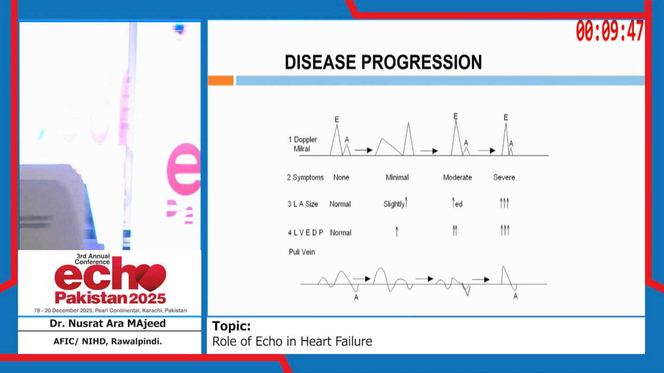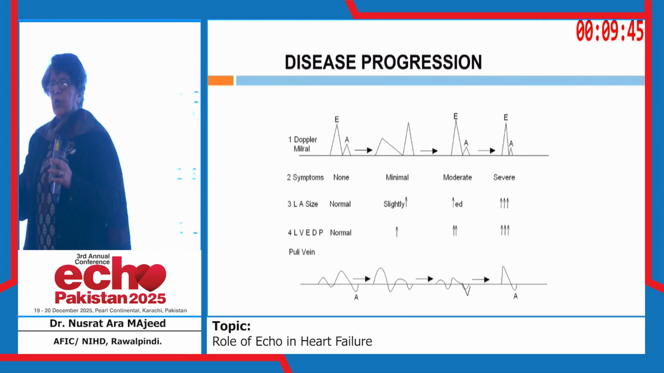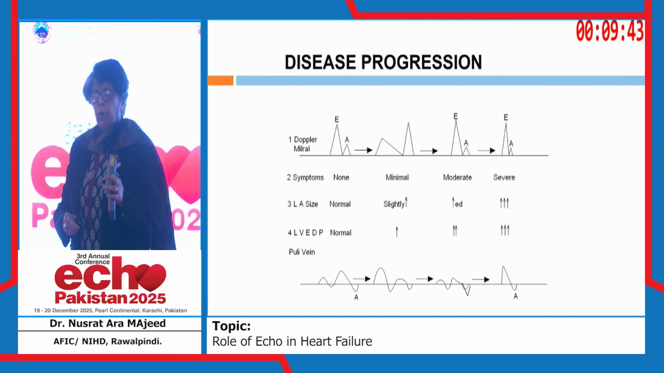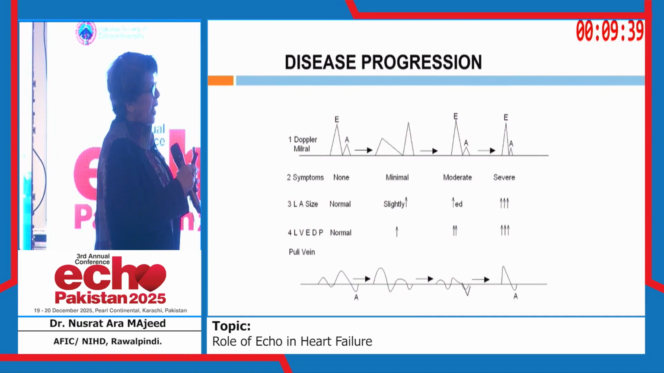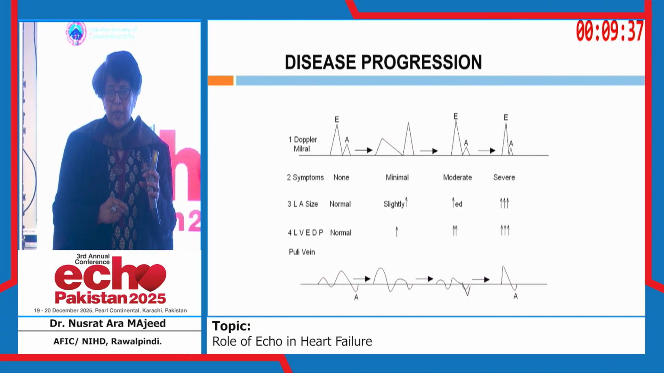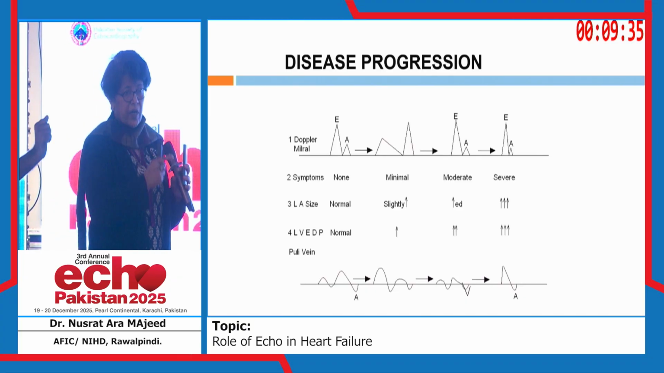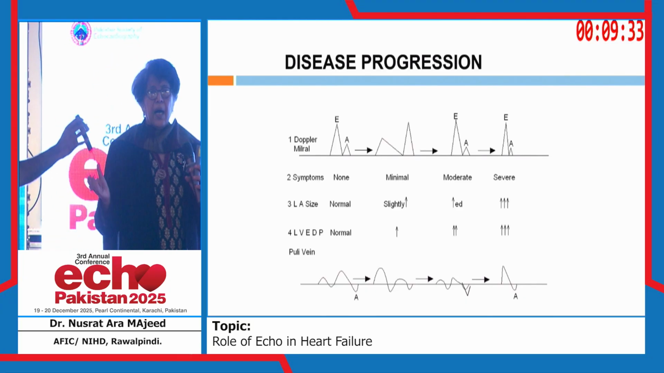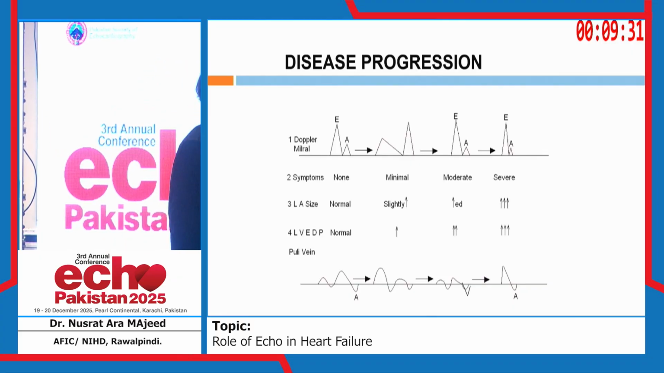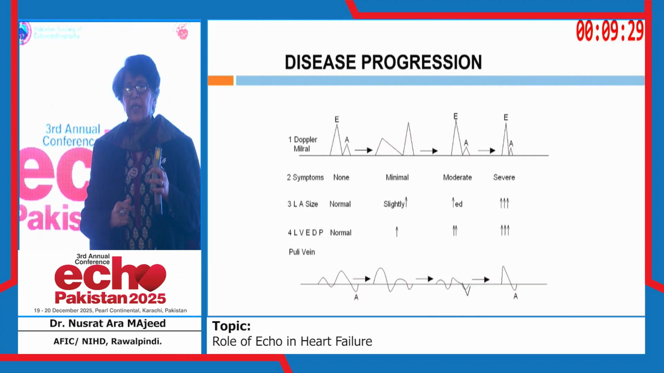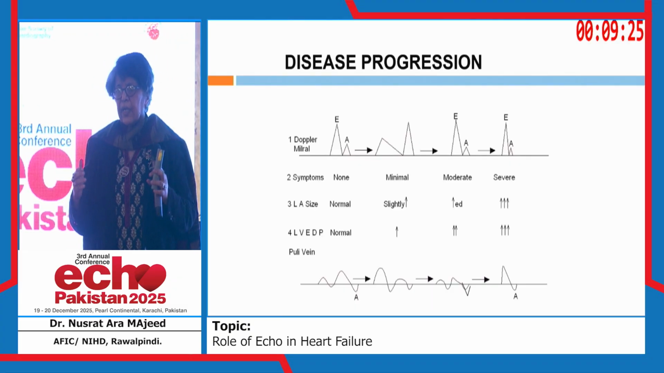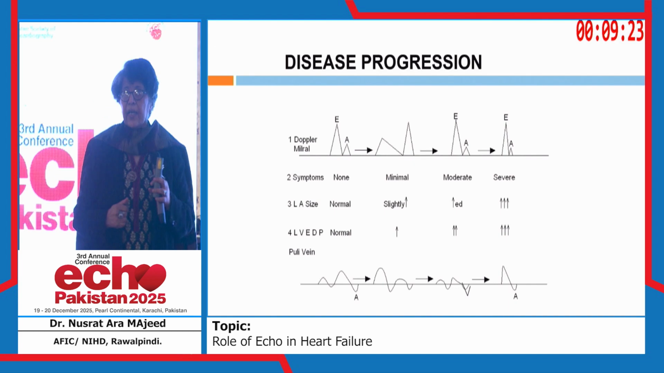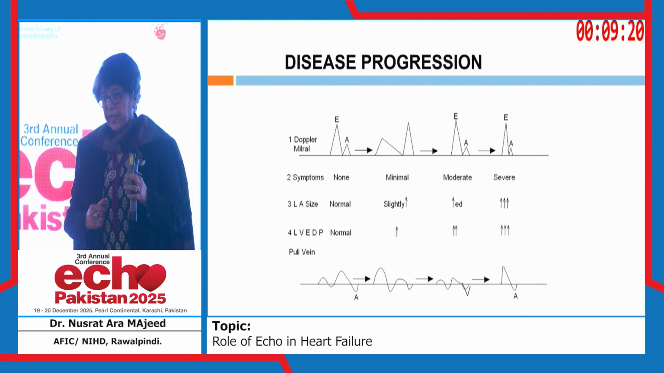You see, this is called pseudonormal. You have a normal EA ratio. Pseudo means false, but this is not normal. Have a look at the deceleration limb of this E, and this is crisp, which indicates a high left ventricular end-diastolic pressure. At this stage, your patient is severely symptomatic, LA very big, and if you take left ventricular end-diastolic pressure, it will be very high.